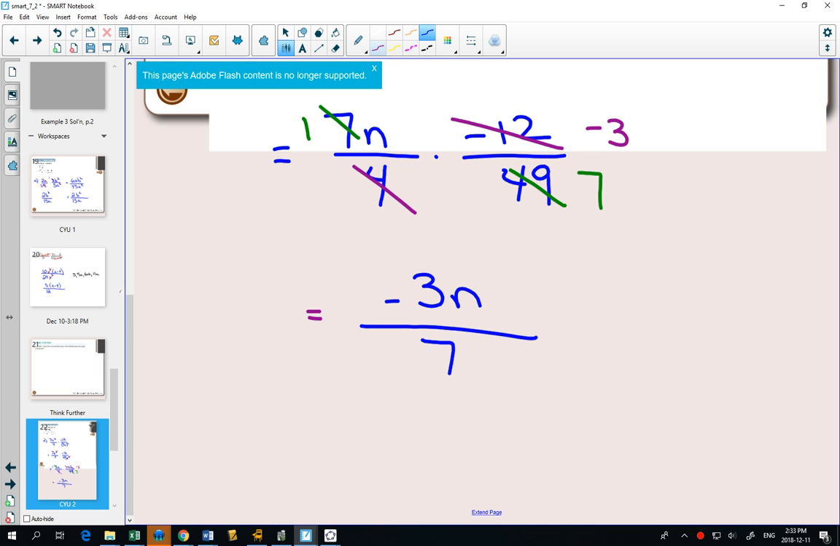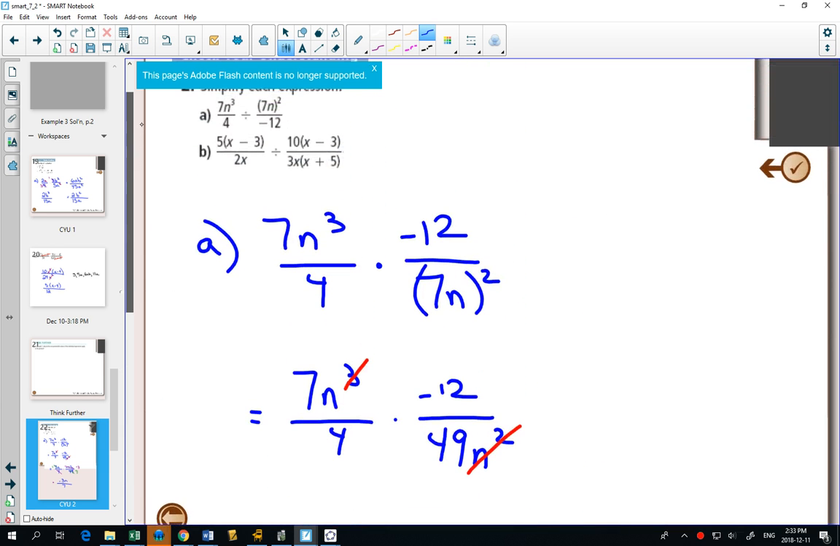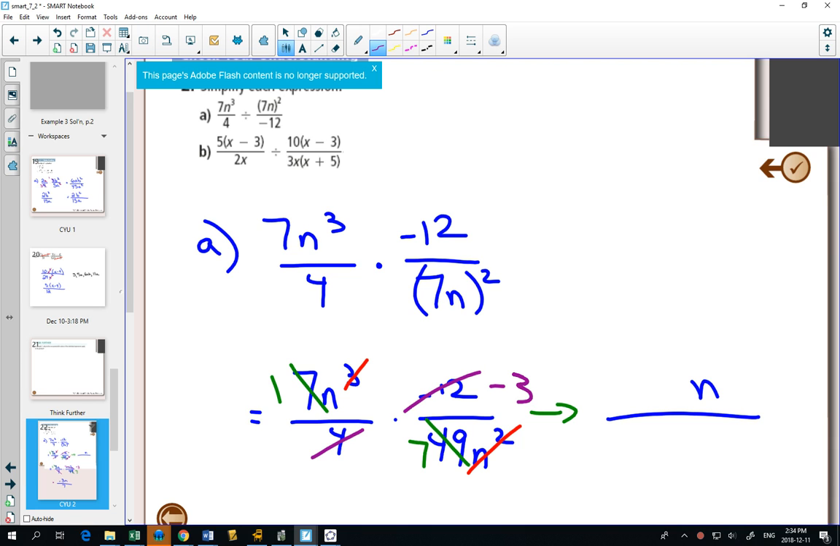Okay? Now, as you get better at these, you might be able to say at this step, I'm going to cancel my n's out, and I know that I'm going to be left with one n on top. I'm going to go to my numbers, 7 and 1, negative 3. And you might want to color code things so that you can see what you're doing. But all that canceled out and say, what do I have left on top? I still have negative 3n over 7. You could get that answer that quick.